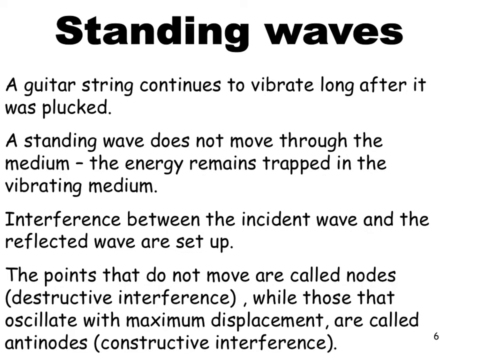There's another thing which comes from interference, and that is what are known as standing waves. So if I plucked a guitar string, it vibrates after it is plucked, and it's fixed on both ends. So what you actually set up is the energy stays trapped in the string, and you set up an interference pattern between the incident and the reflective wave. Some points don't move. They're called nodes, whilst those that move the most are called antinodes.